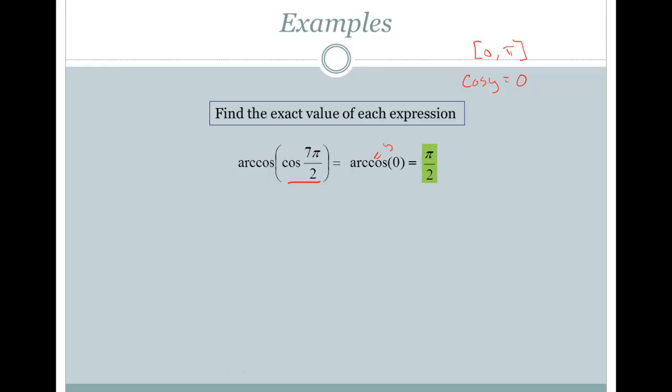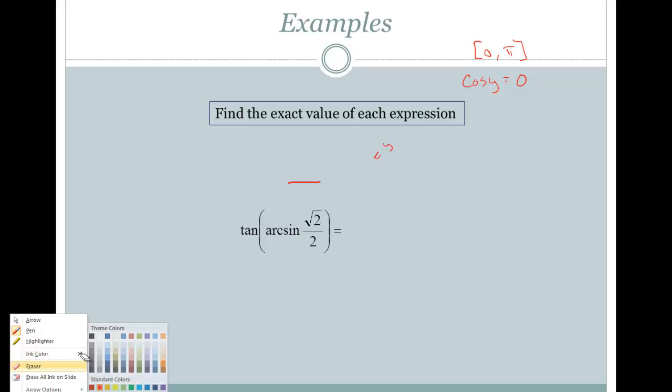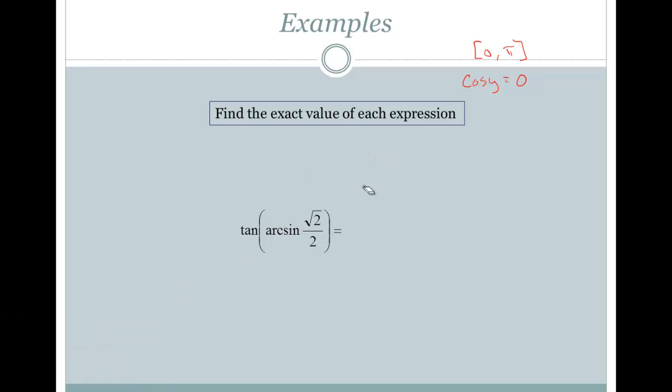Like that. Okay? Tan of arc sine of root 2 over 2. So now I need to know arc sine of root 2 over 2. We should know that that is equal to pi over 4. Okay? Which means that sine of pi over 4 is going to be equal to root 2 over 2, which we know it does. Tangent of pi over 4, we should know again from our unit circle is equal to 1.